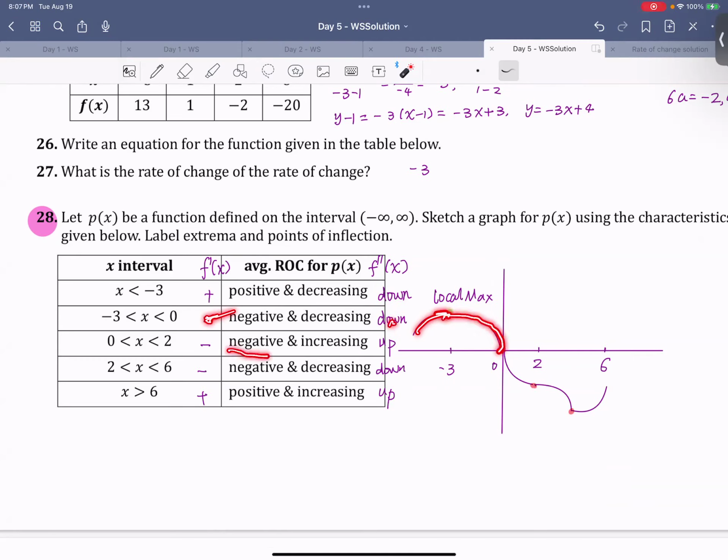And then this one goes down, concave up, face up. And then go down and concave down. Last, go up, but concave up.